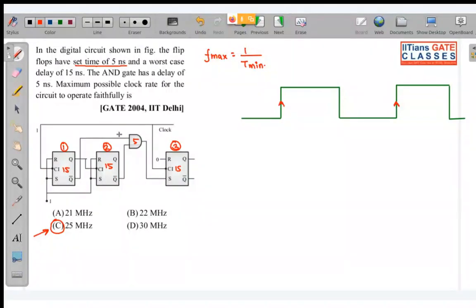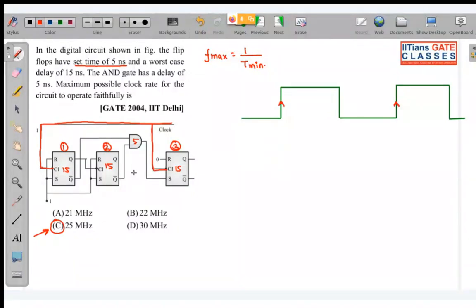Now look, in the first flip-flop, this is the clock. And over here also, we have the same clock. Listen very carefully over here. And here also we have the same clock.